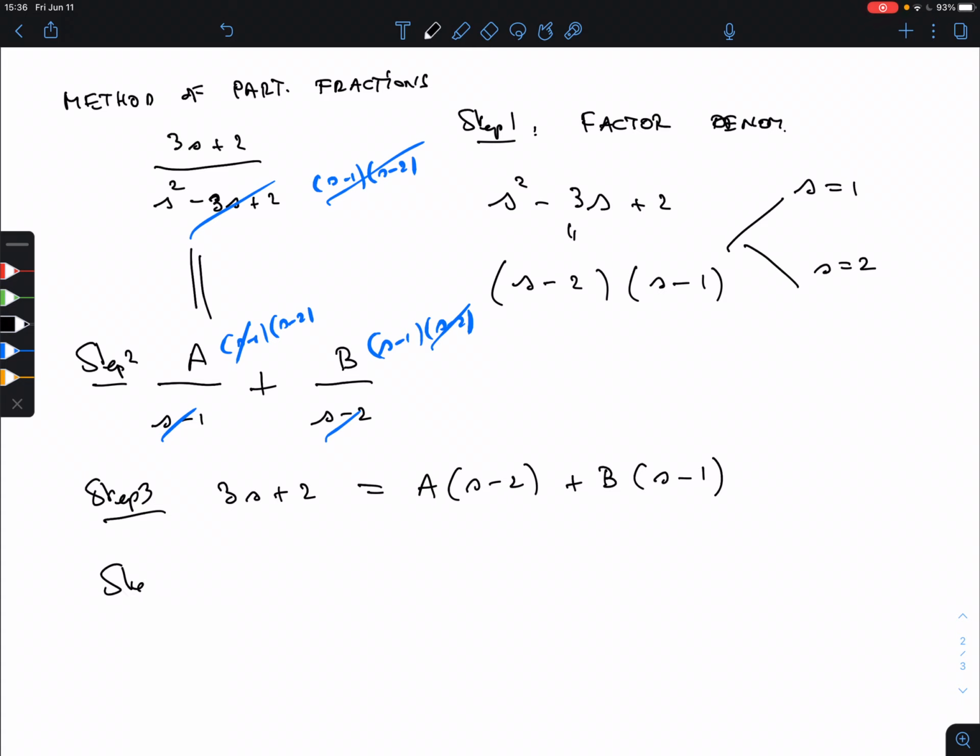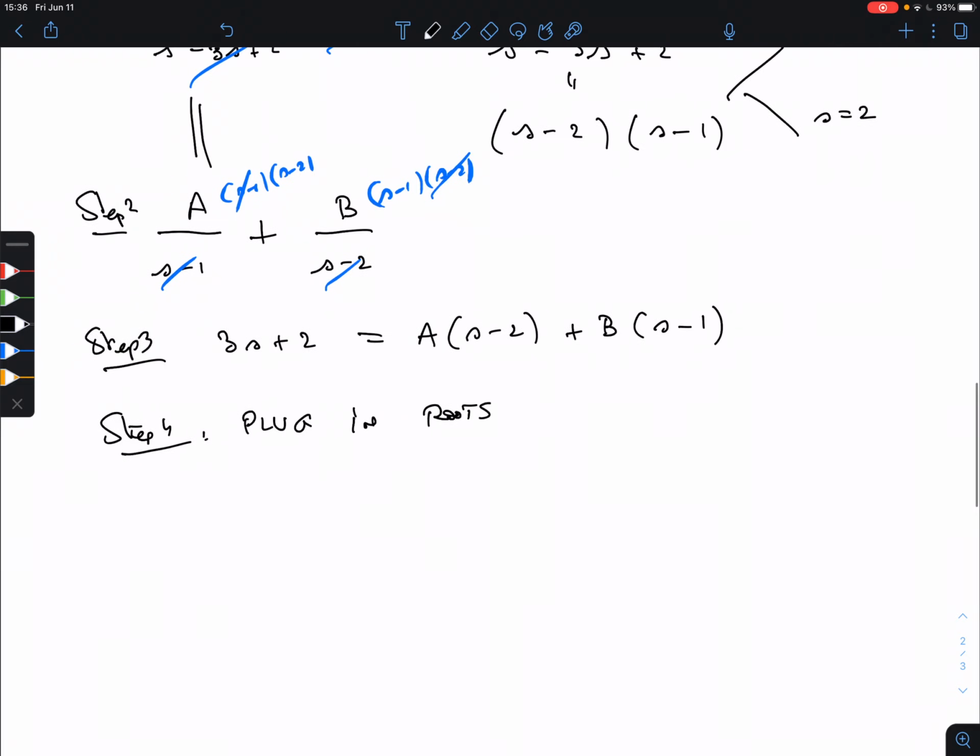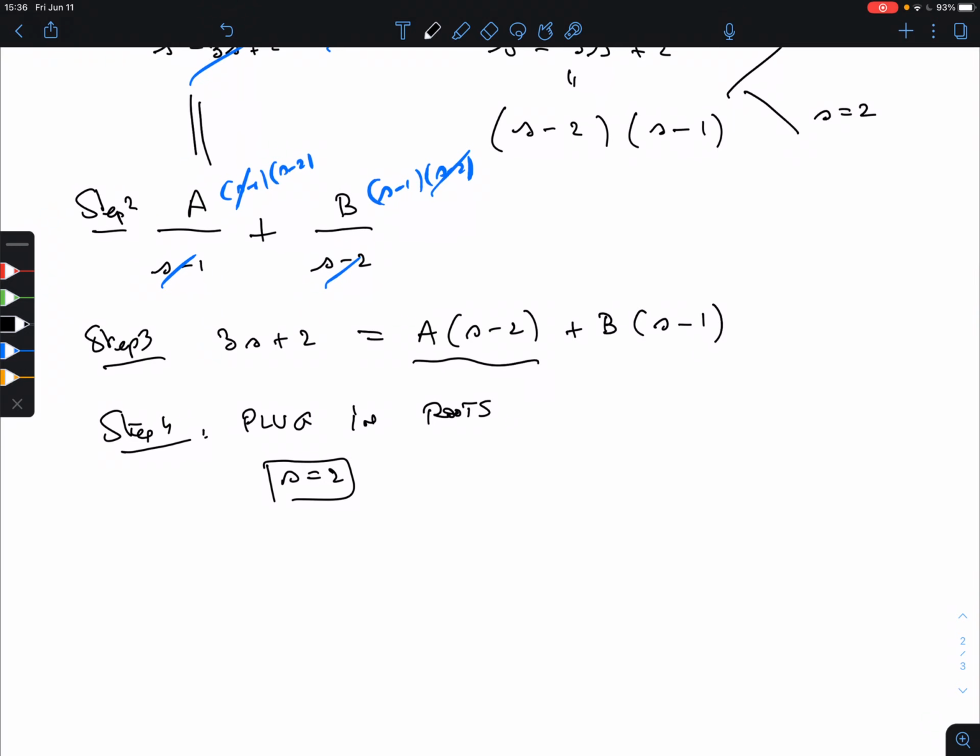And then step 4 is we plug in the roots. So that means I plug in s equals 2. Now if I plug in s equals 2, notice that this term disappears, right? And so what we're left with is, on the left hand side, if I plug in 2, I get 6 plus 2. On the right hand side, I get a times 0 plus b. So I see that b is 8.